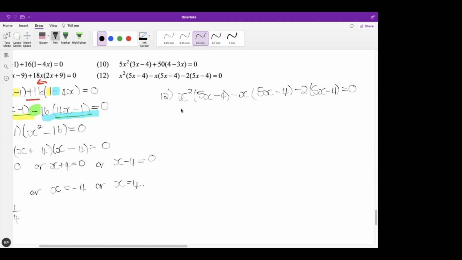We're going to take it out. So 5x minus 4. What's left for my first term over here? X squared. What's left for my second term? Minus x. And what's left for my final term? Minus 2. Great. Equals 0. Are we done factorizing here?